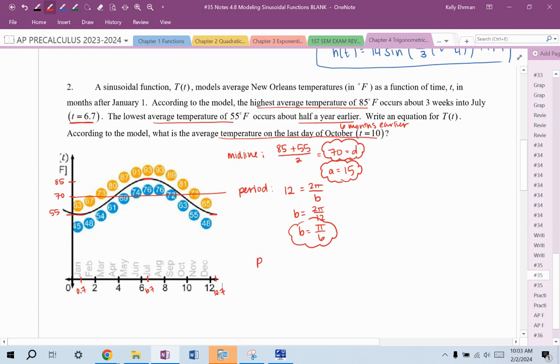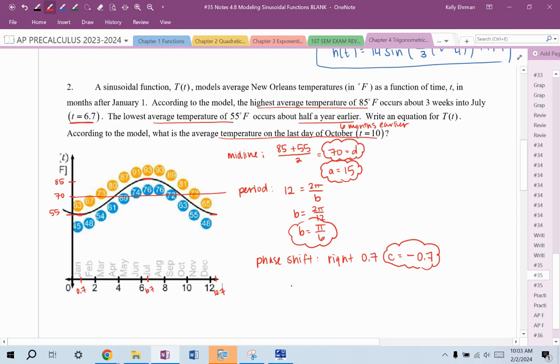All right, so phase shift. This graph has been shifted to the right. Instead of starting at 0.55, it starts at 0.7, so to the right 0.7. And that means that C to go to the right will be minus 0.7. So we got C. And that was our last missing piece. So let's write our equation.